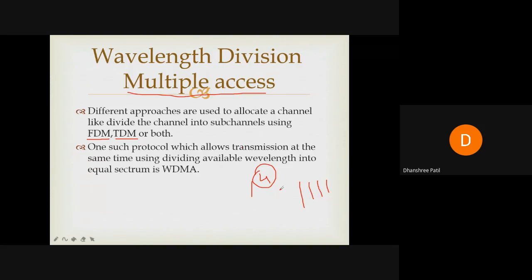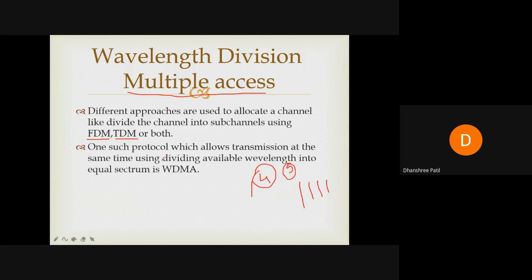But what is the problem over here? Instead of four stations, suppose five stations are there. This division of wavelength will not be useful for the fifth station because it is allocated for four stations only. So the remaining one station will not be in use. Similarly, over here also. So these are the problems where multiple access is not allowed or not useful. For that purpose, wavelength division multiple access is used.